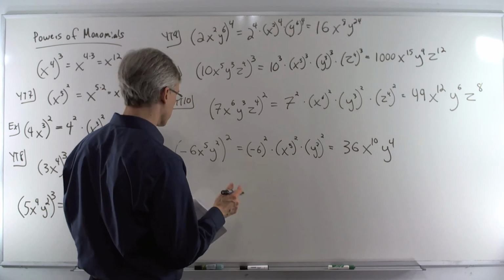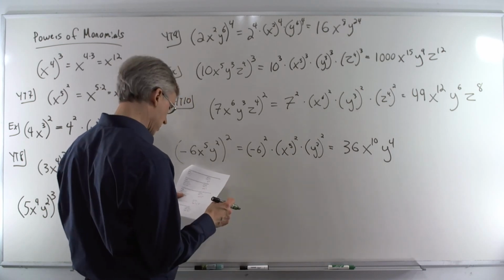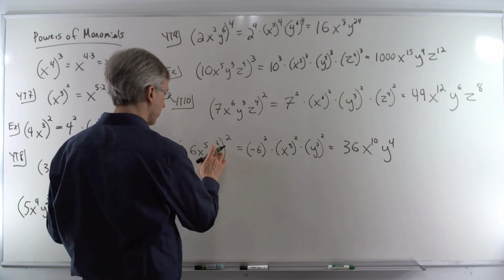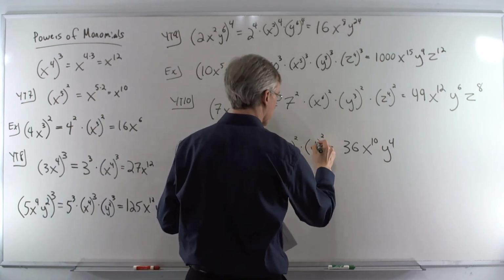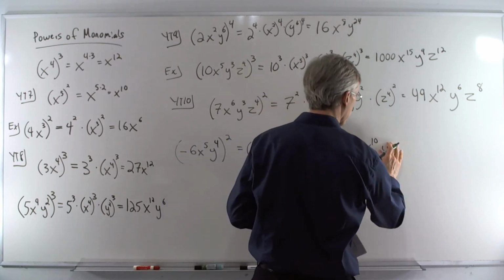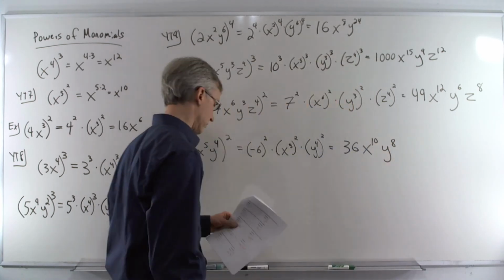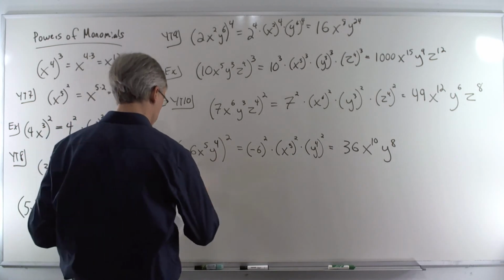Y to the, wait a sec. I wrote that one down wrong. This should be y to the 4th power here, not squared. So that's 4, and this would be 8. Your turn, number 11.